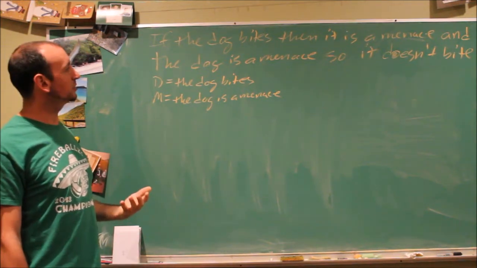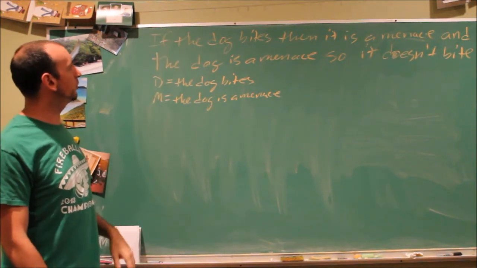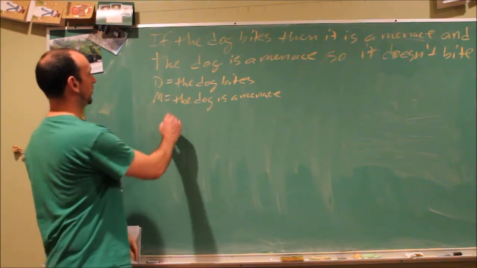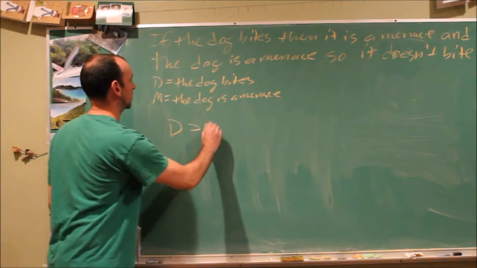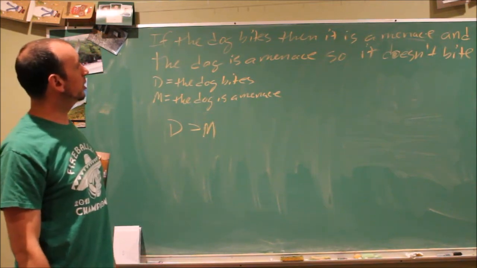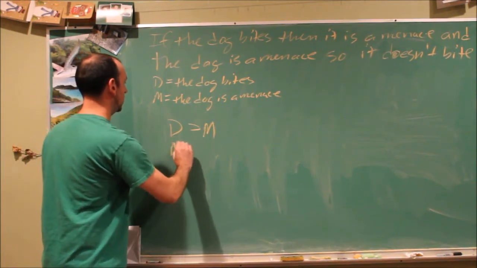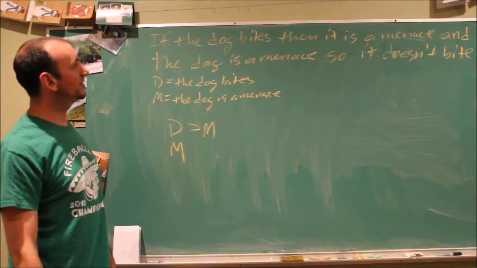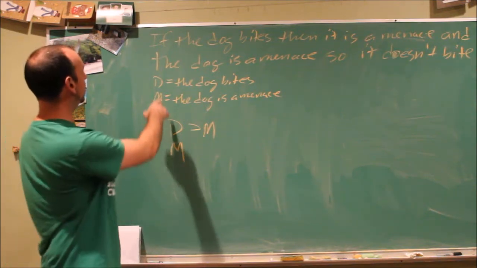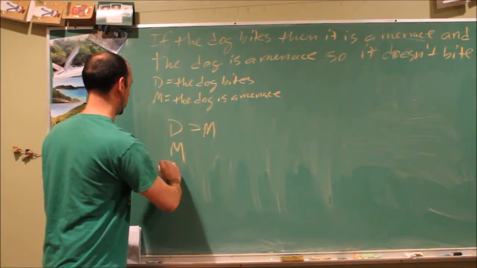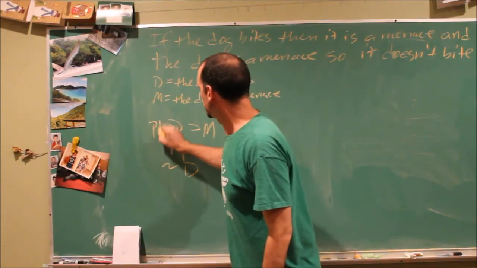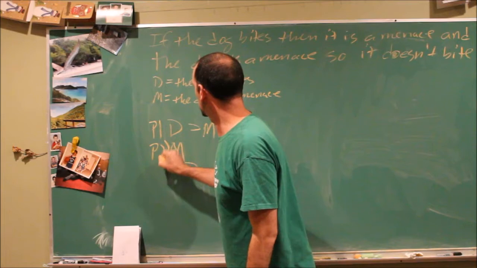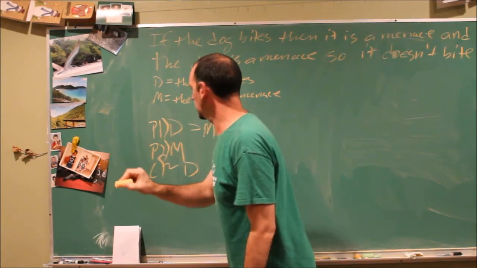The next step is to put this into symbolic form. So if the dog bites, that's D. Horseshoe, then it is a menace. And the dog is a menace, so that's M. So it doesn't bite, and we have a negation there, not D. And we can label these P1, P2, and our conclusion.